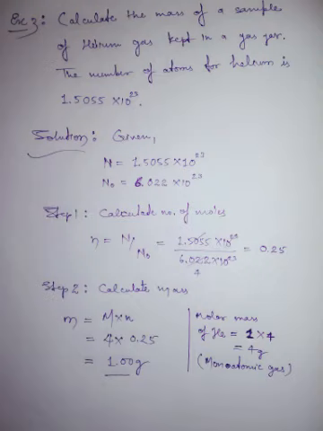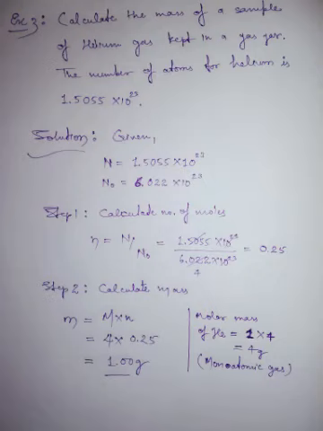Now see question number 3. Question number 3 says: calculate the mass of a sample of helium gas kept in a gas jar in a lab, and the number of atoms of helium is 1.5055 into 10 raised to the power 23. What is given? The number of particles, meaning the number of atoms of helium, is 1.5055 into 10 raised to the power 23, and the Avogadro number is the same as always.